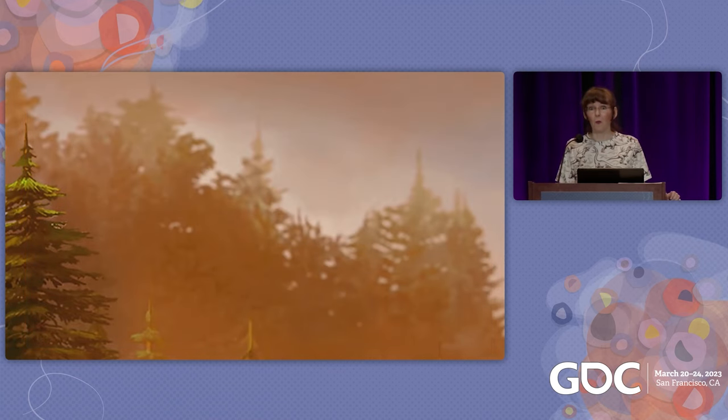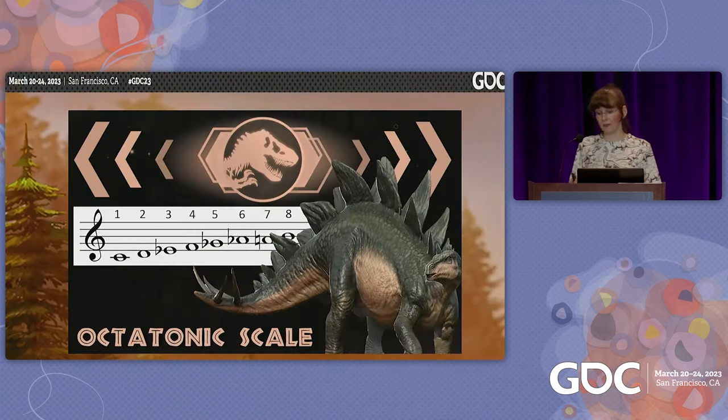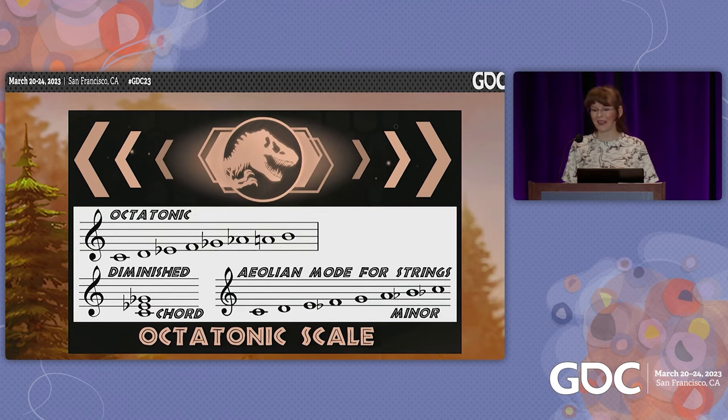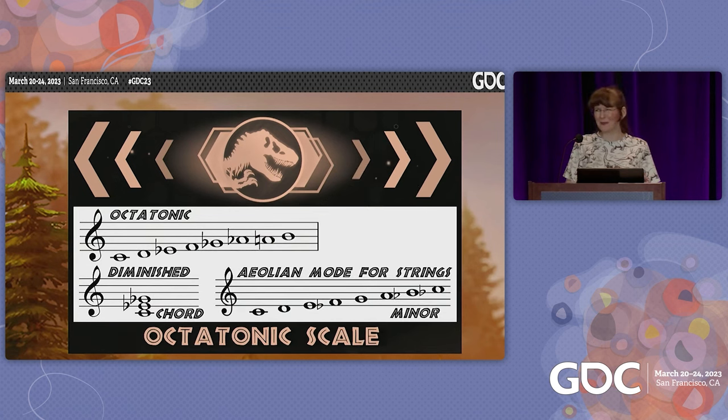Now, here's a more complex example of the octatonic scale in an action track. Now, while I never ran through the entire scale in sequence here, you'll notice that the bass line is overtly octatonic in nature, with diminished chords that are emphasized in the brass section. And I arranged the strings in a conventional minor mode, so that made the entire thing feel a bit more unstable and precarious.